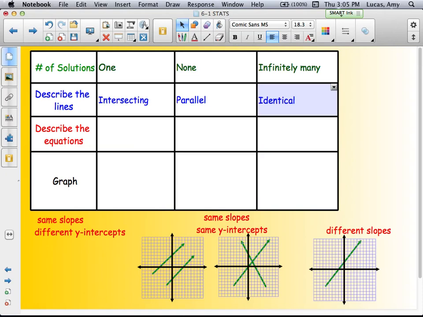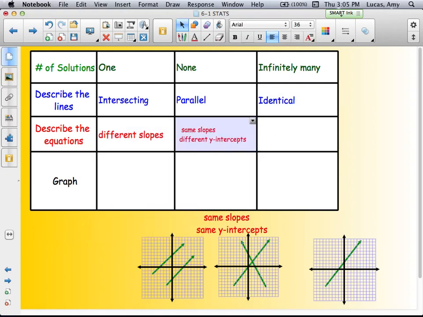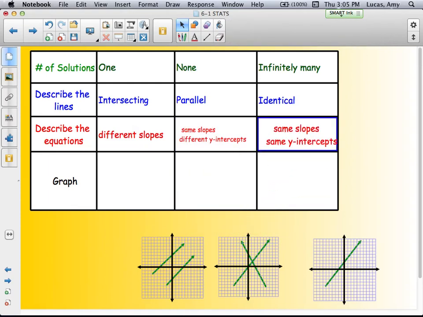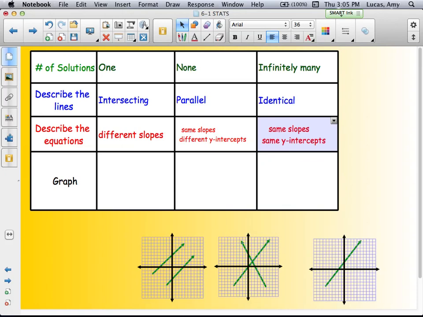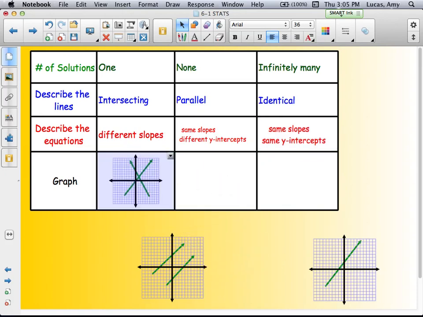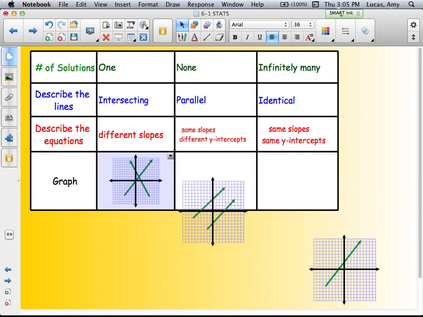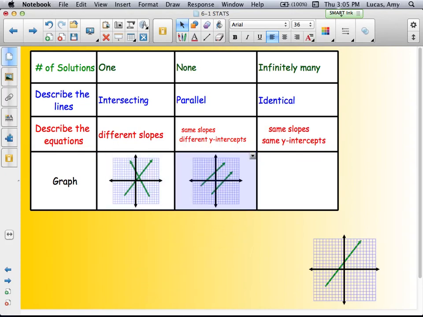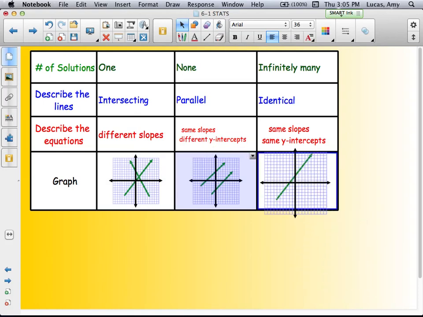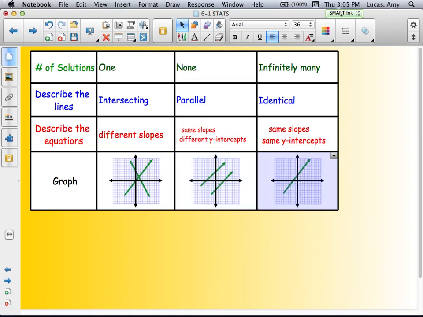When lines are intersecting, they have different slopes. When lines are parallel, they have the same slopes, but different y-intercepts. And when they're identical, everything's the same. So same slope, same y-intercept. When there's one solution, your lines cross. When there's no solution, they're parallel. And when they are identical, the graph actually looks like there's only one line on it.